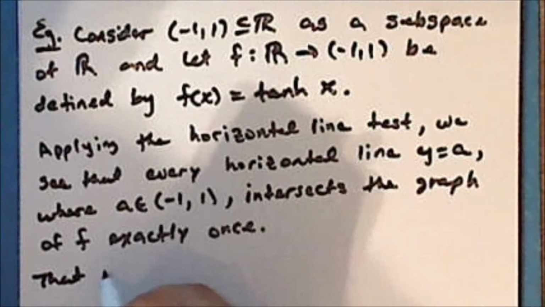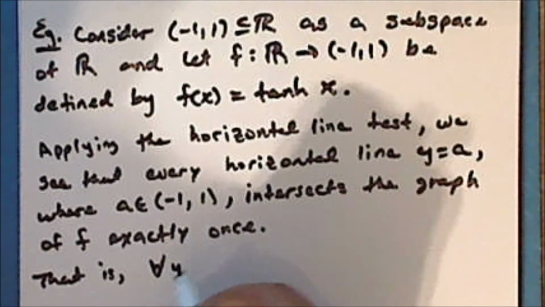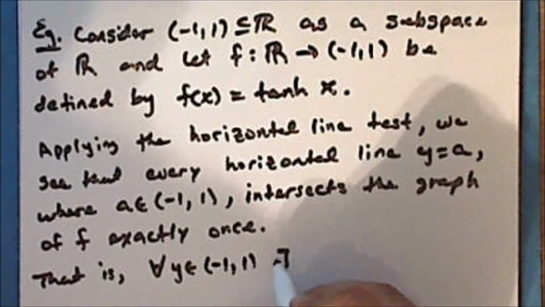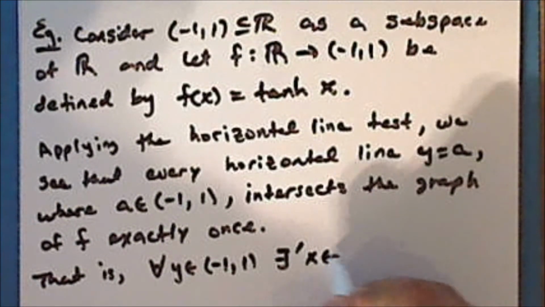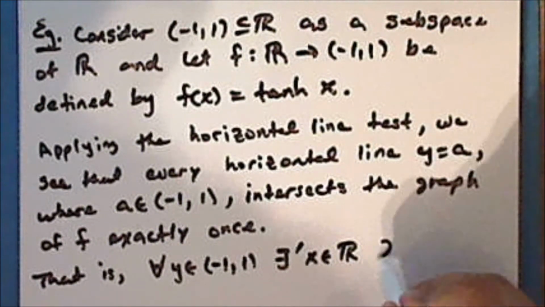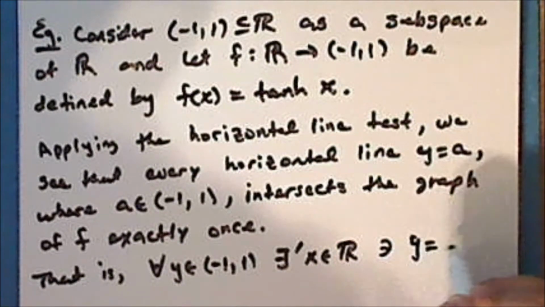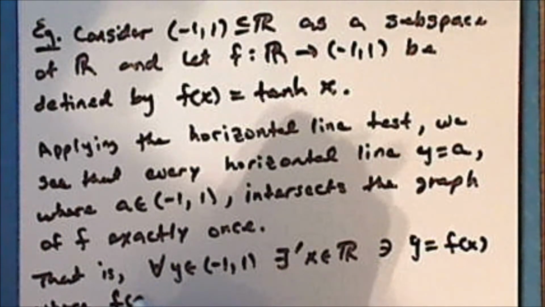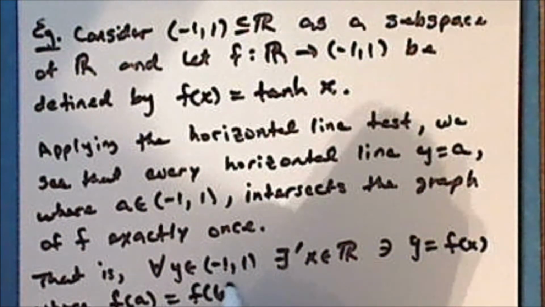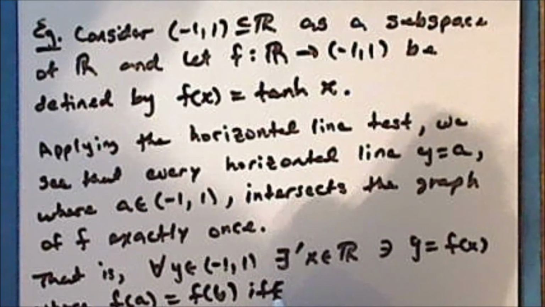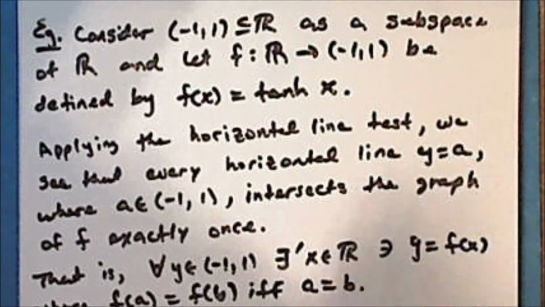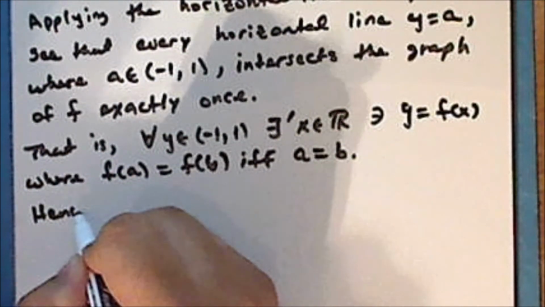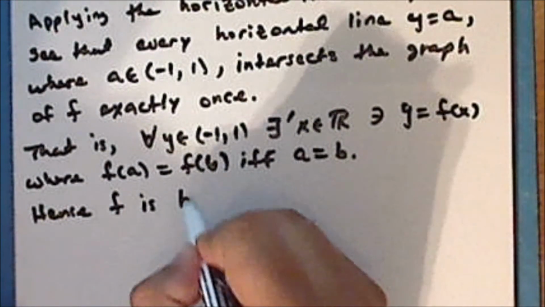That is, for every point y in the open interval from negative 1 to 1, there exists exactly one point x in the set of reals such that y is equal to f of x, and where f of a is equal to f of b if and only if a is equal to b, and hence the function f is bijective.